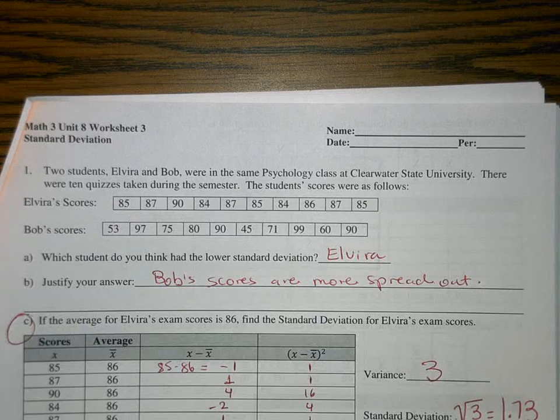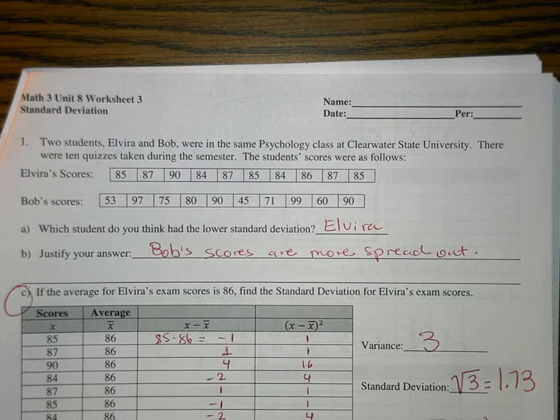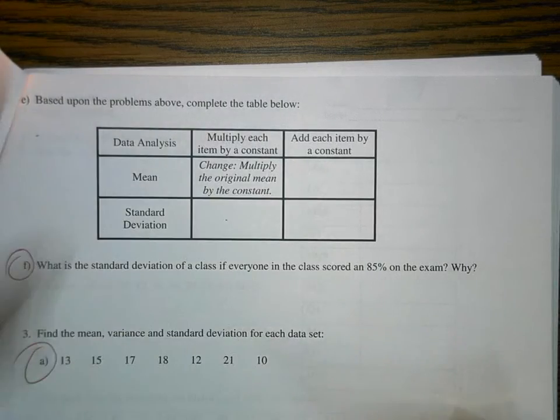Okay, Elvira's was 1.73. That's the average of the distance of the scores. It looks like they're closer together. Okay, so I'll let you analyze that, remembering that idea of the closer the values are together, the smaller the standard deviation will be. And to prove that to you, let's talk about letter F over here. Okay, I just want you to have an idea.